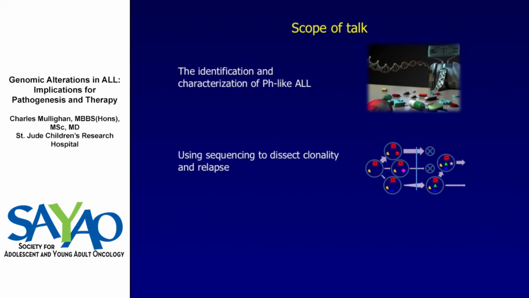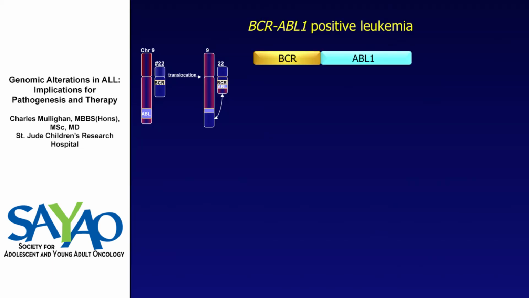So for the rest of the talk, as mentioned, I wanted to focus on two areas. The first is how we led to the identification and subsequent characterisation of PH-like ALL, and how we're attempting to transition those findings into the clinic. And then, if time permits, the way that we're using sequencing to understand how the leukemia genome evolves during the course of therapy, and how that also might be clinically important for diagnosis, monitoring, and also new therapeutic approaches.